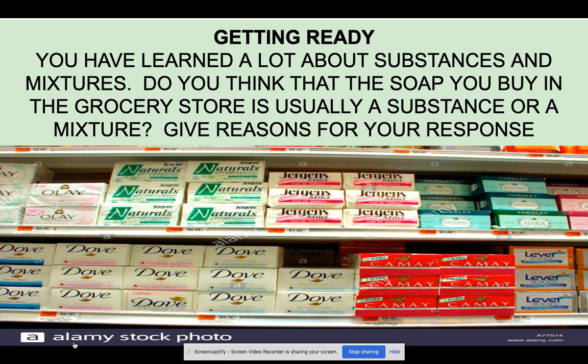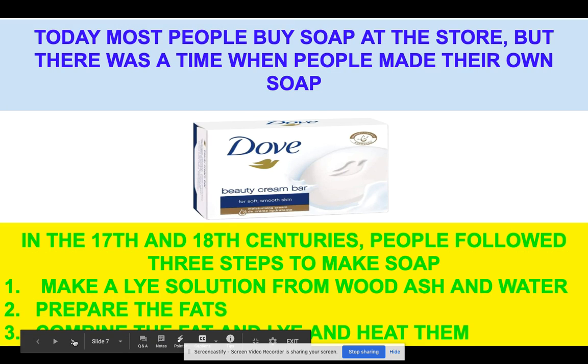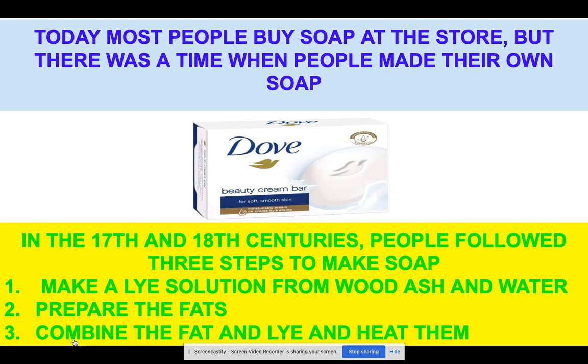You have learned a lot about substances and mixtures. Do you think that the soap you buy in the grocery store is usually a substance or a mixture? Give reasons for your response. You can jot that down in your notes, and you will definitely answer that question once you get to Google Docs. Today, most people buy soap at the store, but there was a time when people made their own soap.